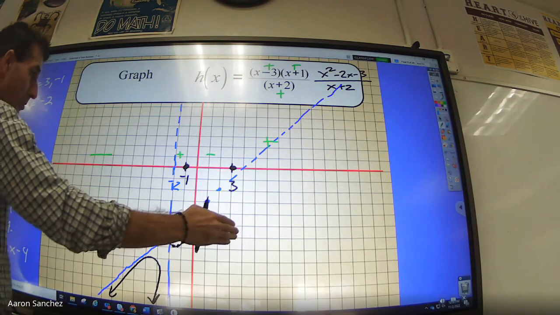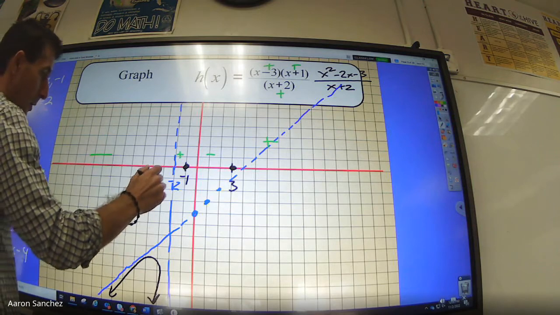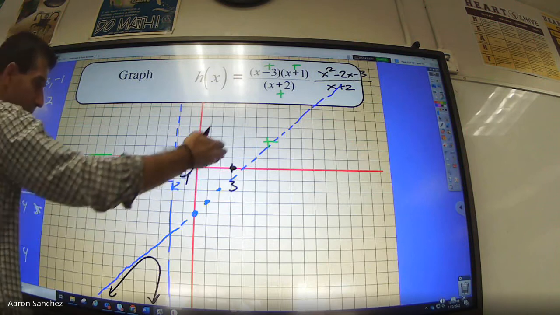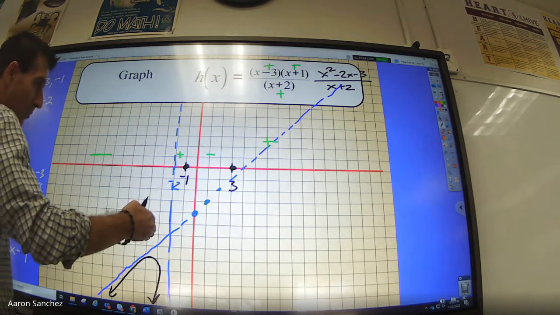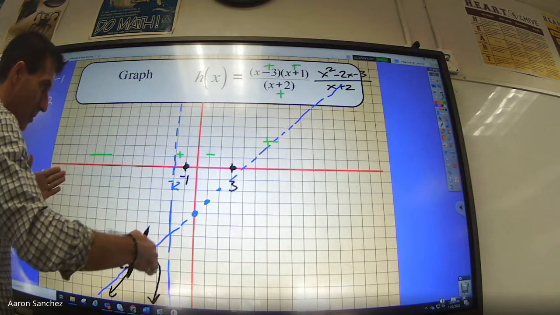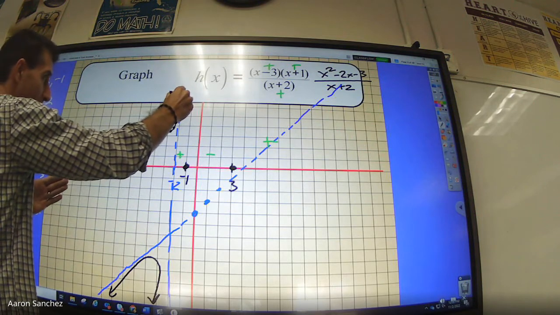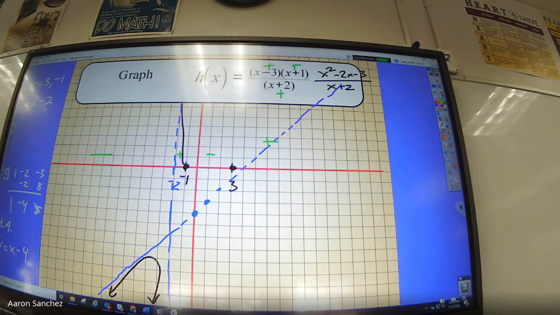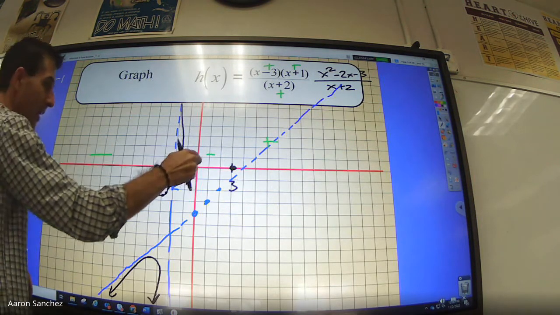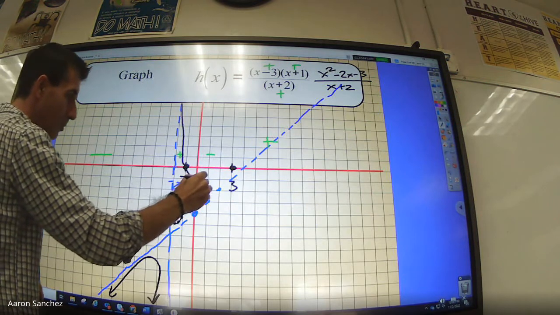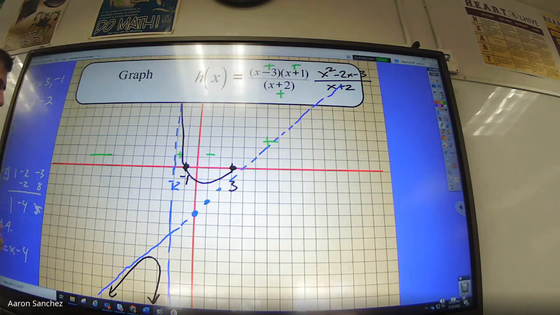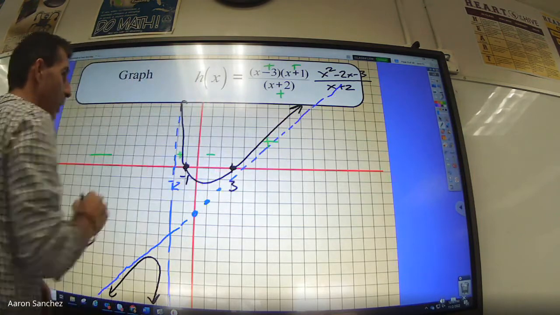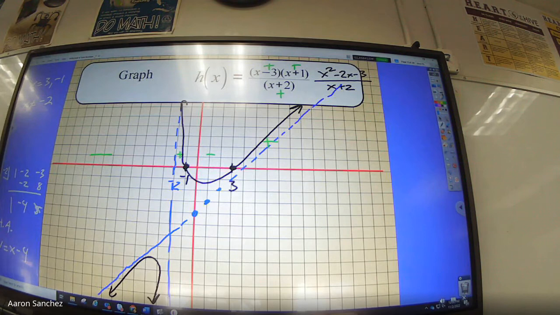If it was positive, it'd probably be on the outside, right? To me personally, this slant asymptote makes it confusing, but it does not affect the negative and the positive. Just think about right here. I got a positive, so I'm going to go like that. Between here and here, I got a negative, but I have my slant asymptote, so I'll go like that. And from here on, I got a positive, and that's all you've got to do. Practice that at home.